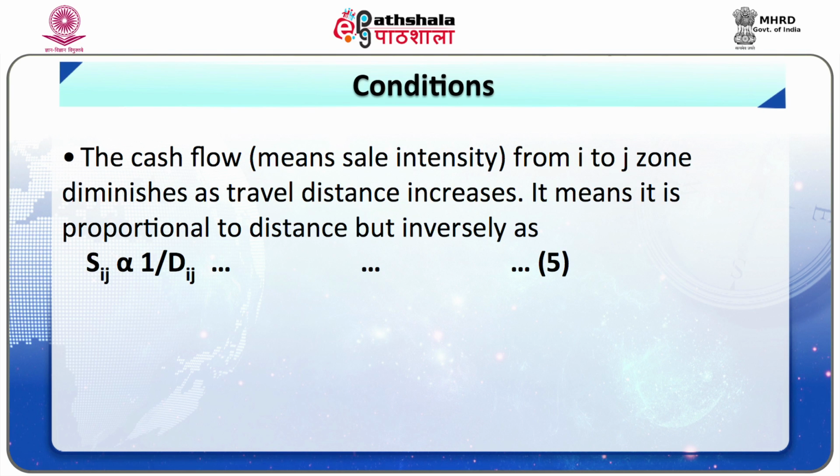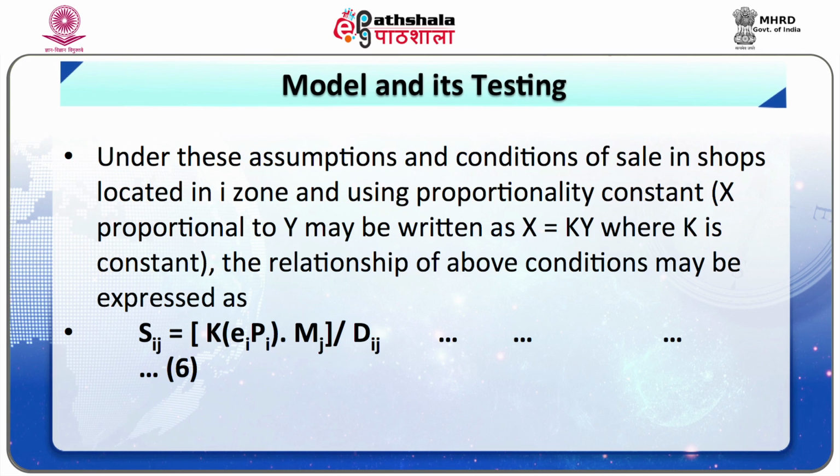Number 3, the cash flow, that is, sale intensity from I to J zone, diminishes as travel distance increases. It means it is inversely proportional to distance: Sij alpha 1 upon Dij, and this is equation 5. Now 4, model and its testing.